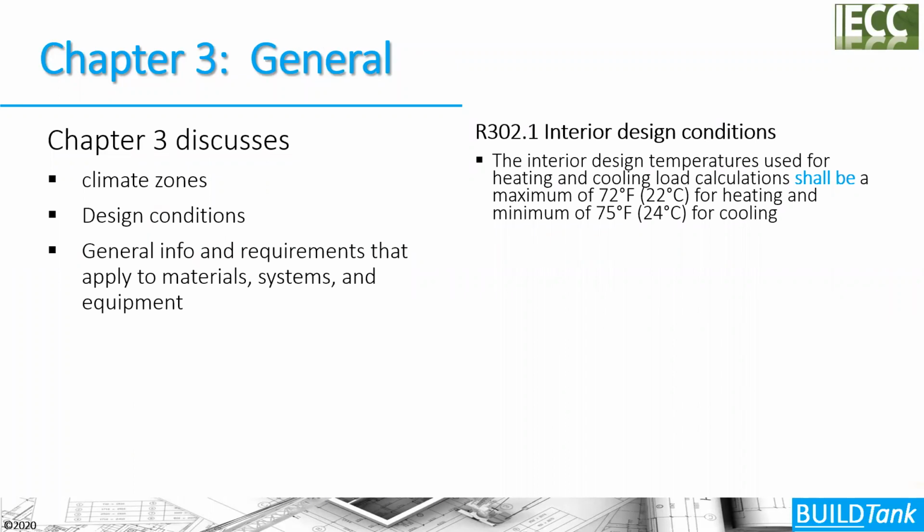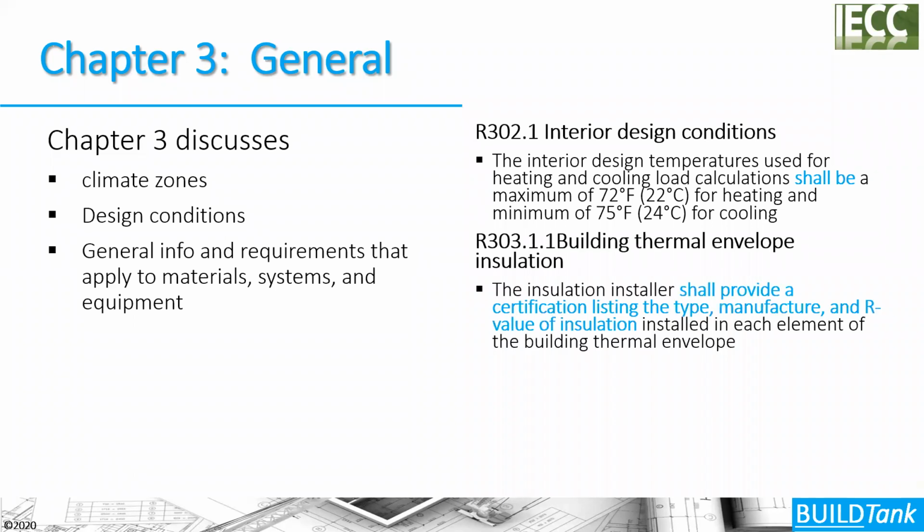For example, the interior design conditions shall be a maximum of 72 degrees for heating and a minimum of 75 degrees for cooling. So when we're doing an HVAC design, we have to establish the interior design condition and the exterior design condition, and the interior part of that equation is defined in the code in chapter 3 here.